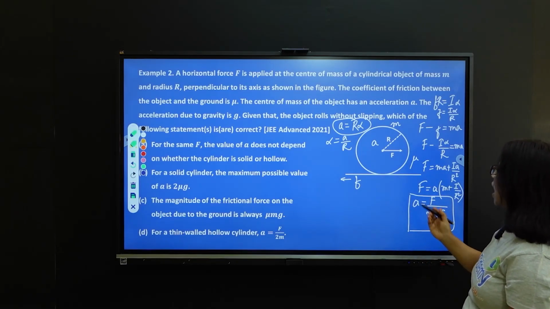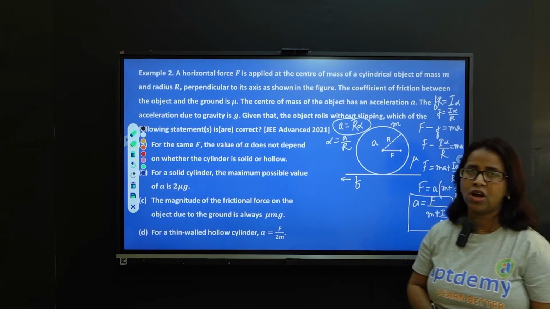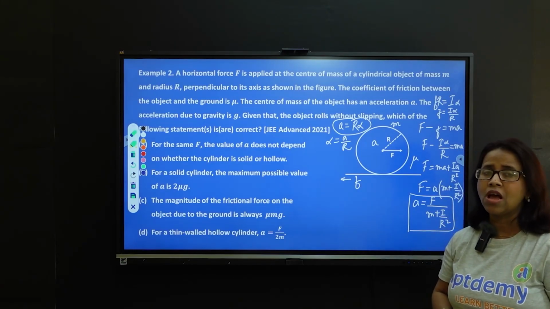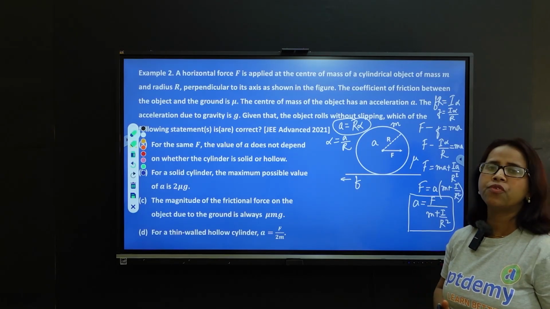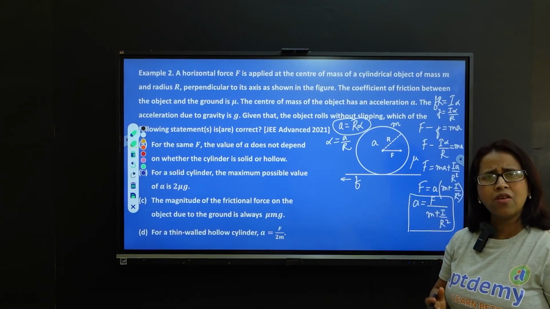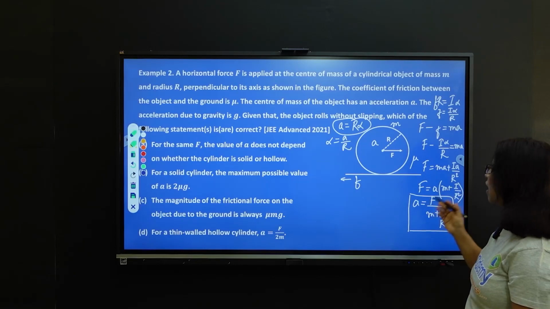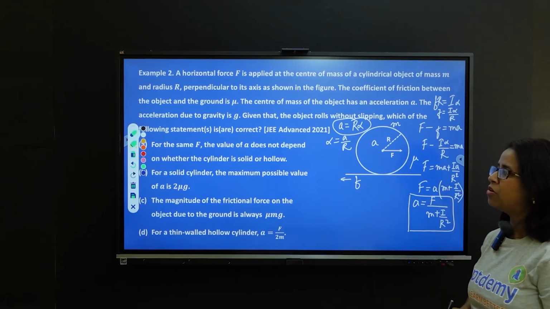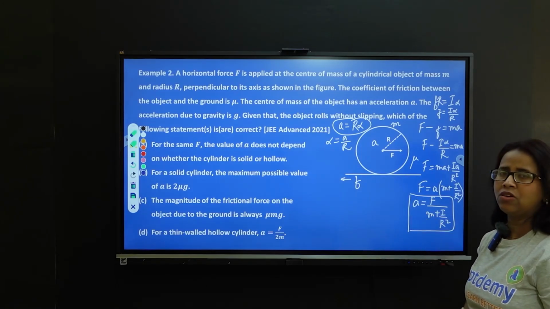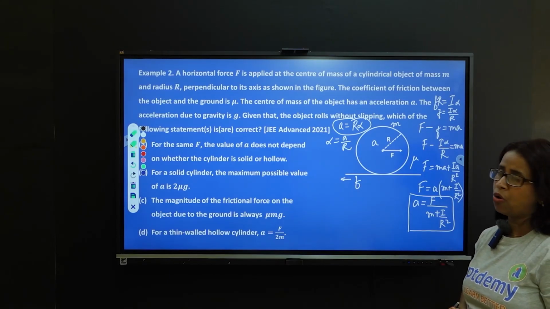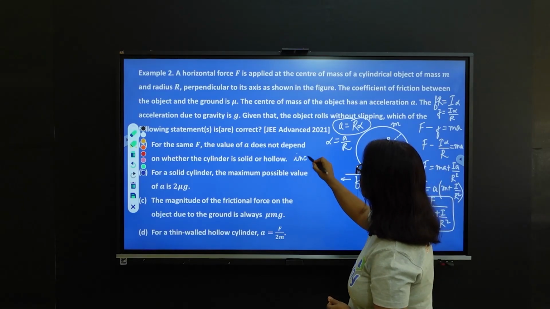We see from here that the acceleration A, for the same F, will depend on the moment of inertia I. That is one of the parameters affecting the value of the acceleration. And as we know, the moment of inertia for a solid cylinder is different from that for a hollow cylinder. So of course, for the same F, A is dependent on the moment of inertia. That is, the value of A does depend on whether the cylinder is solid or hollow. So the first statement is not correct. This is an incorrect statement.